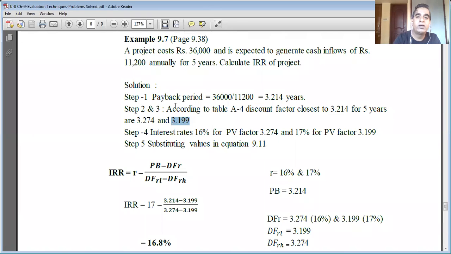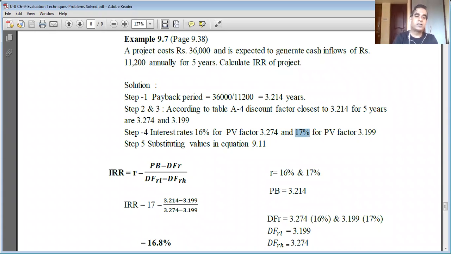As we found out, according to table A4, the present value factors closest to 3.214 in the 5th year row are 3.274 and 3.199. And as you rightly observed, the interest rate for 3.274 is 16%, and the interest rate for 3.199 is 17%. That's it. Steps 2 and 3 are only slightly difficult, but if you have proper understanding, it is simple.